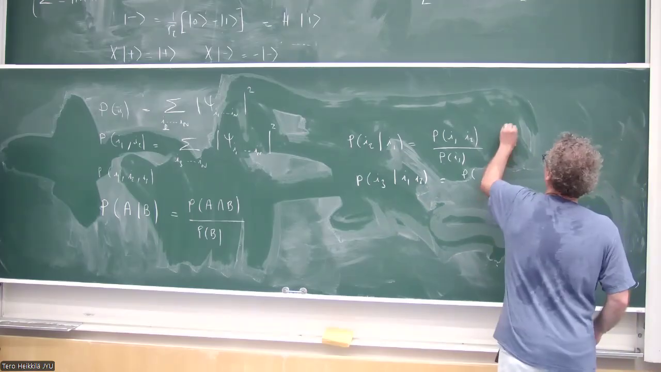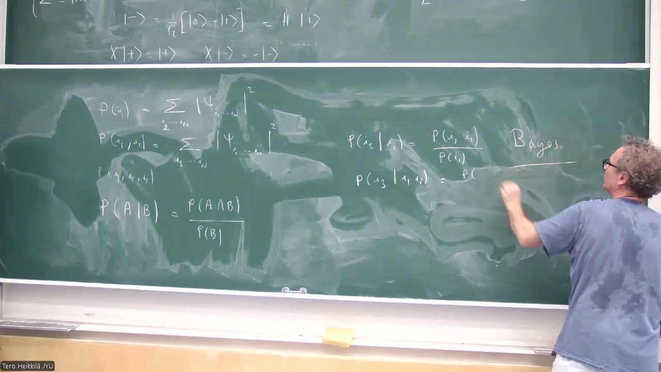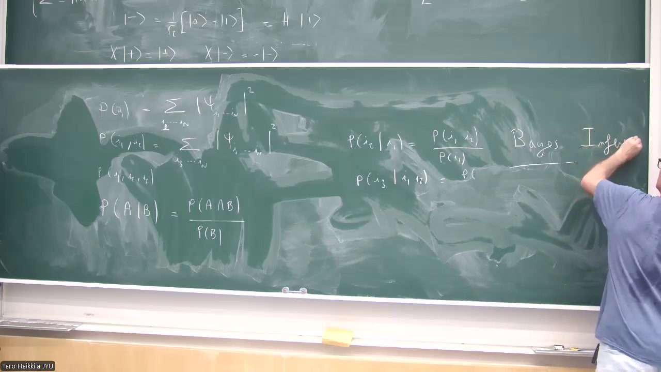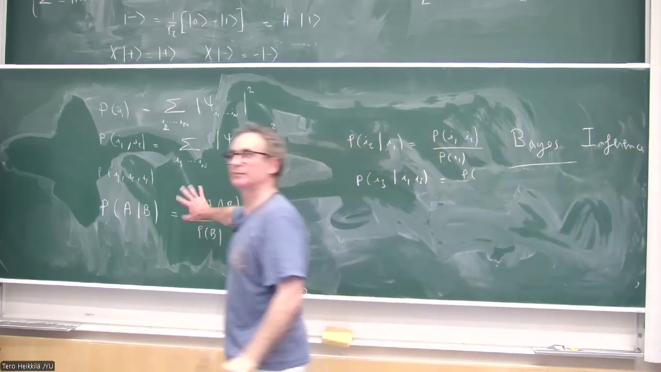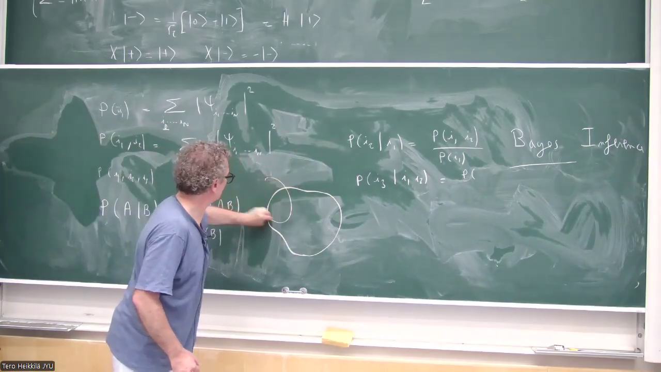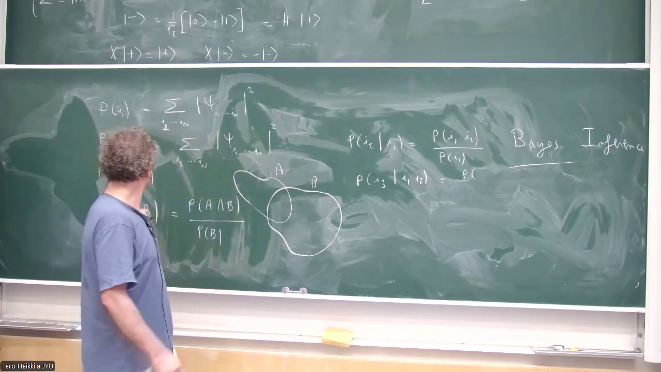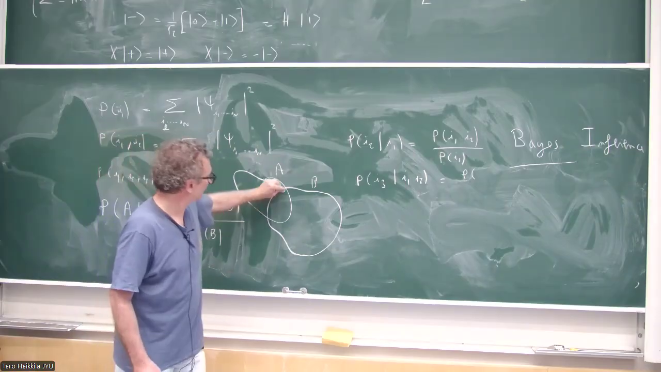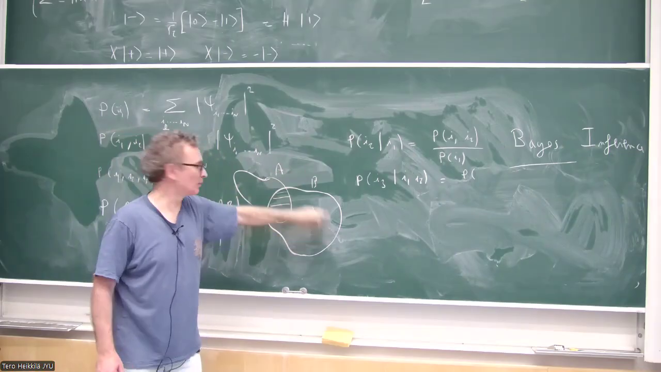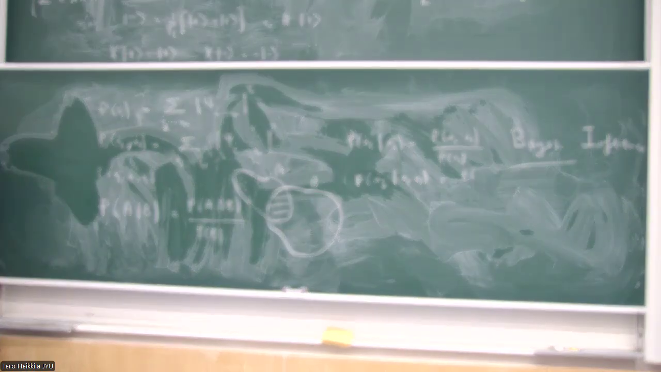Bayes probability, Bayes inference, it's often called. But there is not much more than this. The probability of A knowing B is that you are in B, so it's the number of things that you have inside A and B divided by the number of things inside B. Of course, you can do that with measures and everything.